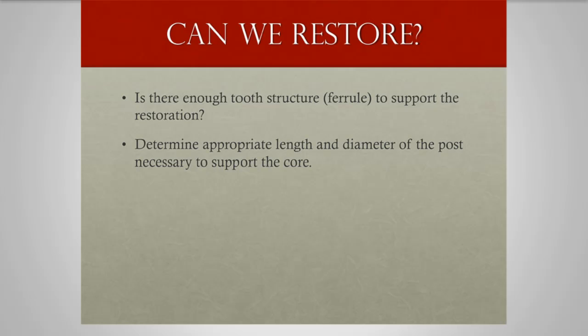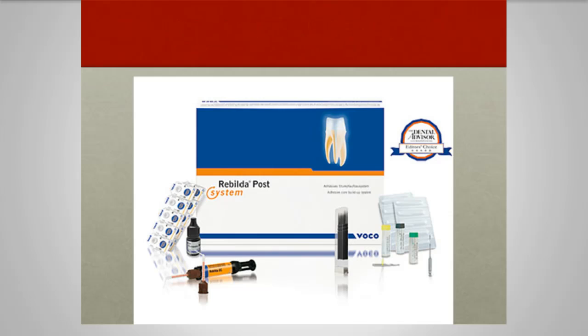So, do we have enough tooth structure to support it? And the answer was yes. And then I have to determine appropriate length and diameter of post and all the things that go with it. Is the endo satisfactory? All of those things have to come into play, because is the foundation good enough to support the prosthesis? That's, again, what we need to determine at this point in time.